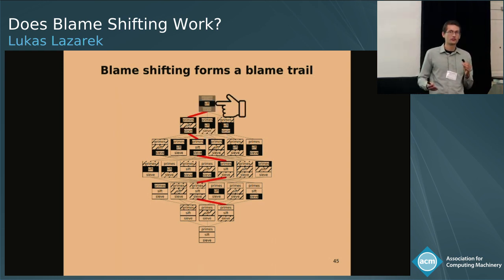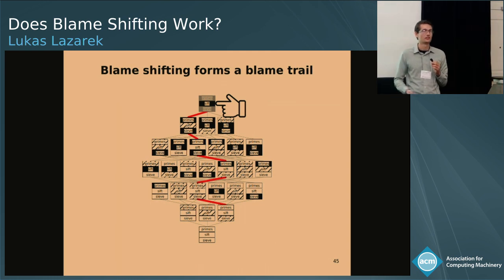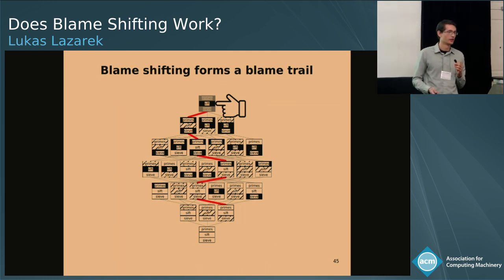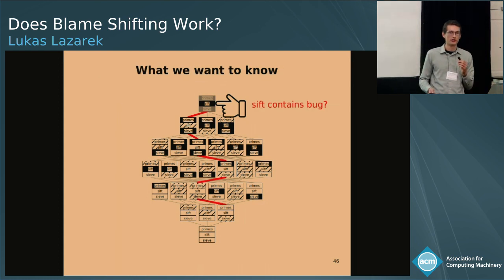And when we can't strengthen the contracts around the blamed component anymore, we say that the blame trail has ended, and we can evaluate our hypothesis about this trail, which is whether or not the component that's being blamed contains the bug. In this case, it's sift, so it does, so we say that this blame trail satisfies our hypothesis.